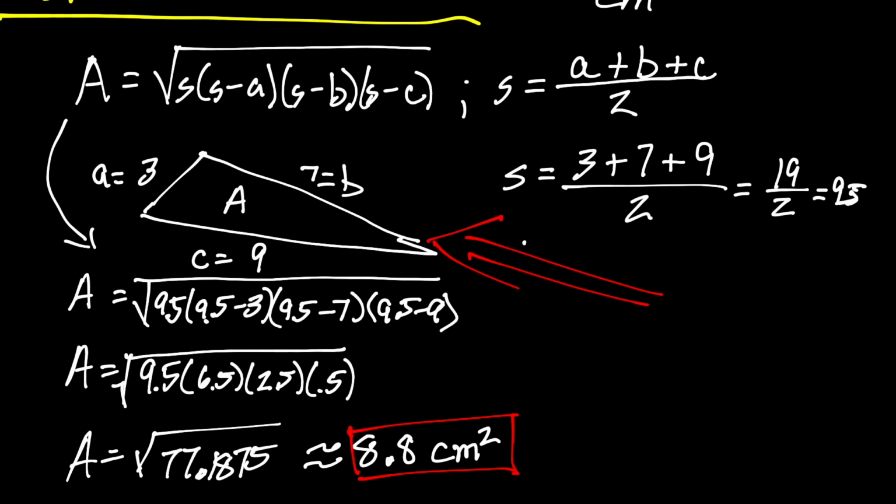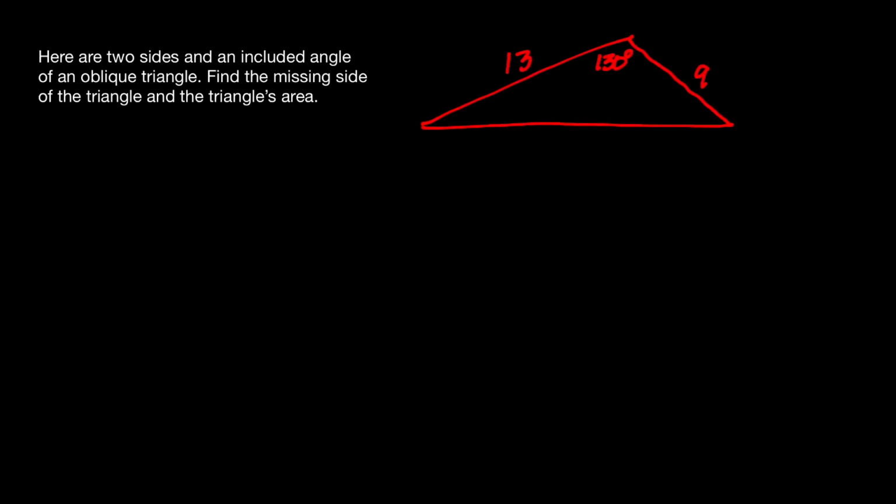So that's kind of a cool thing, that you can figure out the area of an oblique triangle just by knowing its side lengths. So let's look at one more example. So you may see these in the form of a multi-step problem. So here are two sides and an included angle of an oblique triangle. So we have 13 and 9. We want to find the missing side down here of the triangle and then find the triangle's area. So we have to do two problems.